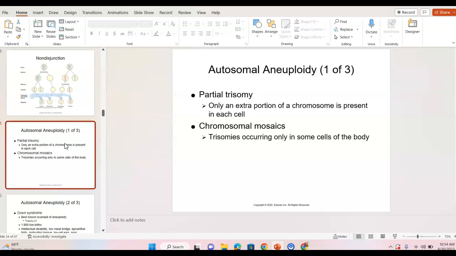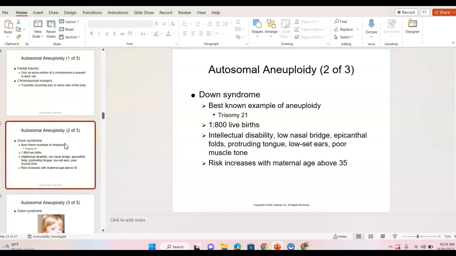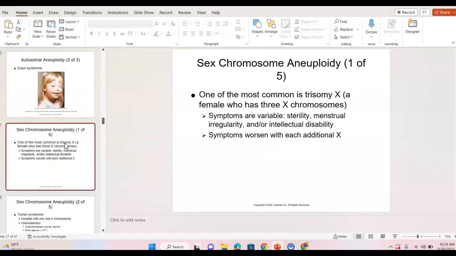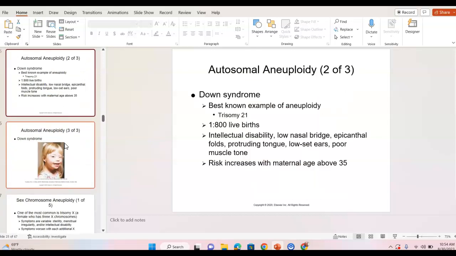So partial trisomy, only an extra part of the chromosome is present in each cell. And then chromosomal mosaics, trisomies occurring only in some cells of the body. Down syndrome, best example we know is trisomy 21. And I think this is all pretty straightforward. You're probably mostly familiar with those descriptions. If not, please read through them.